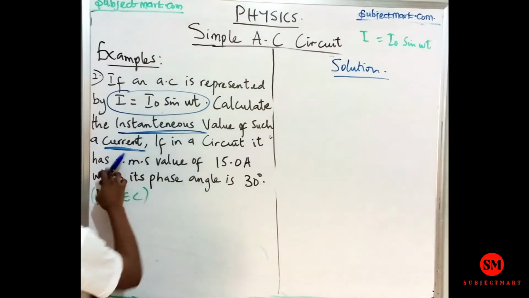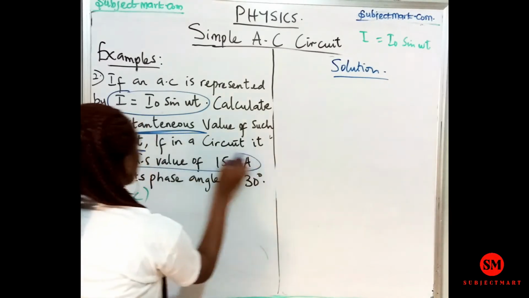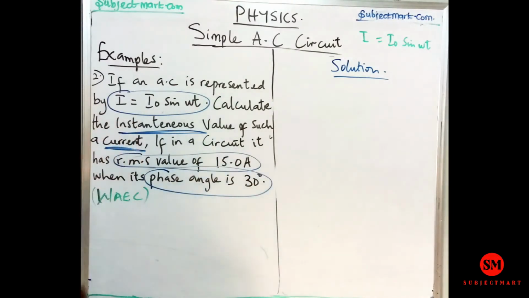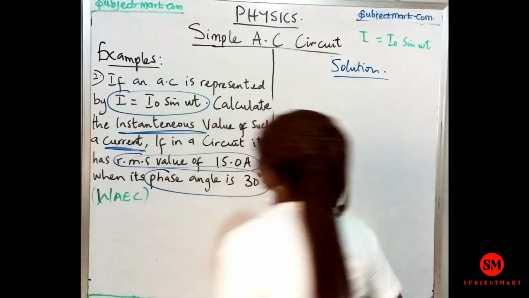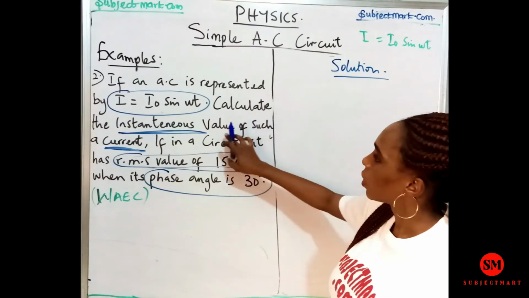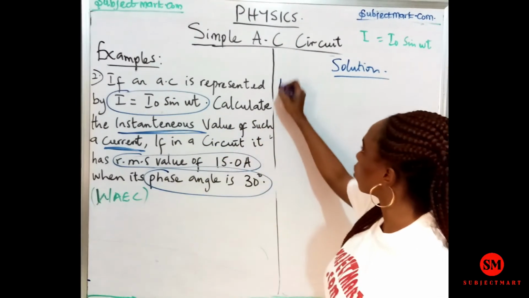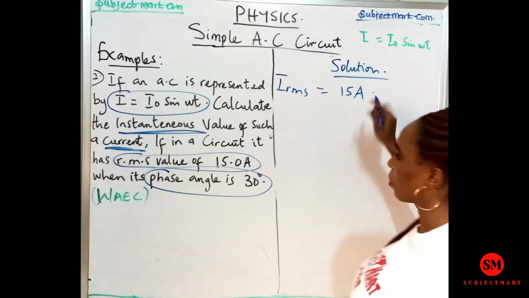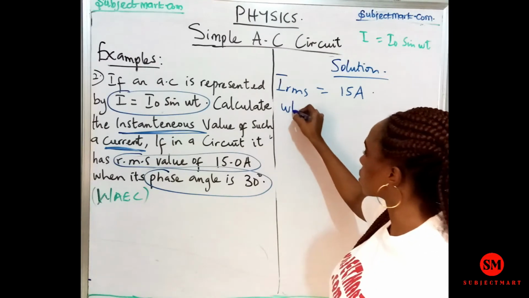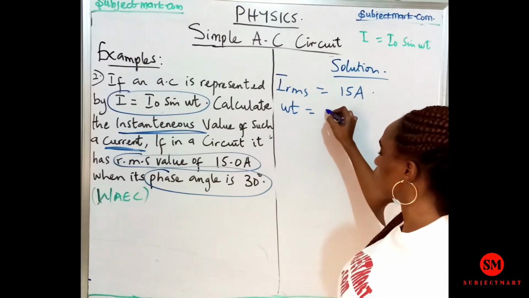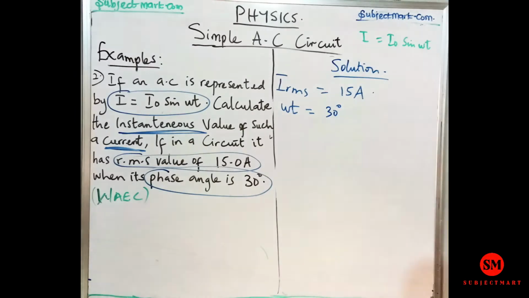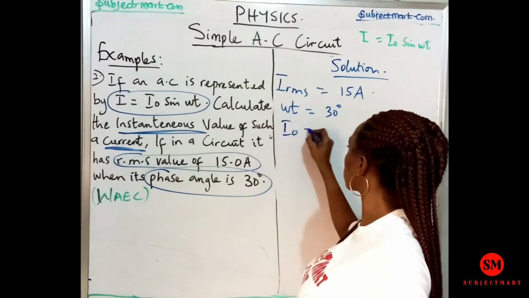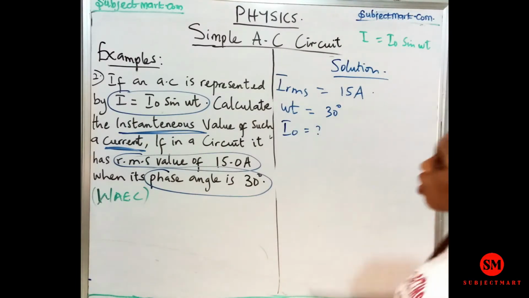If in the circuit it has RMS value of 15.0 amp and phase angle, so let's write out our parameters. First, we are given the RMS value of the current, I RMS, which equals 15 amp, and then we are given the phase angle, which equals 30 degrees. And it asks us to calculate the instantaneous current, which is I naught. So we come back here.